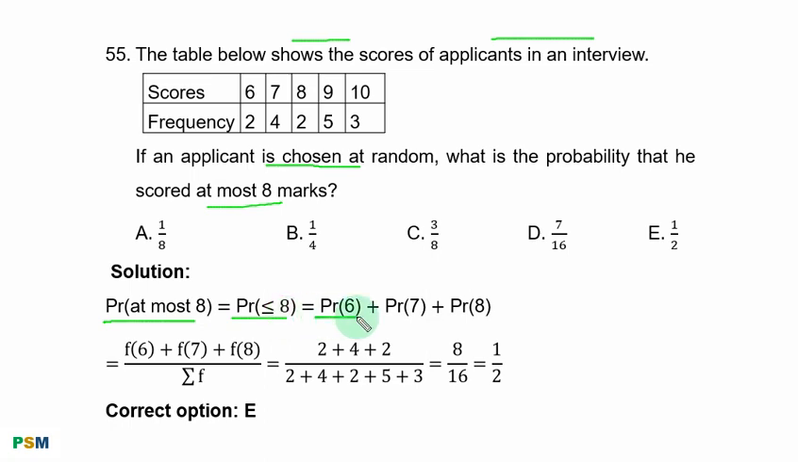and that is probability of 6 plus that of 7 plus that of 8. We are interested in how many applicants scored 8, 7, 6. That is frequency of 6 plus frequency of 7 plus frequency of 8 over the sum of frequencies. You have this result, that is 8 over 16 equal to 1 over 2. The correct option is E.